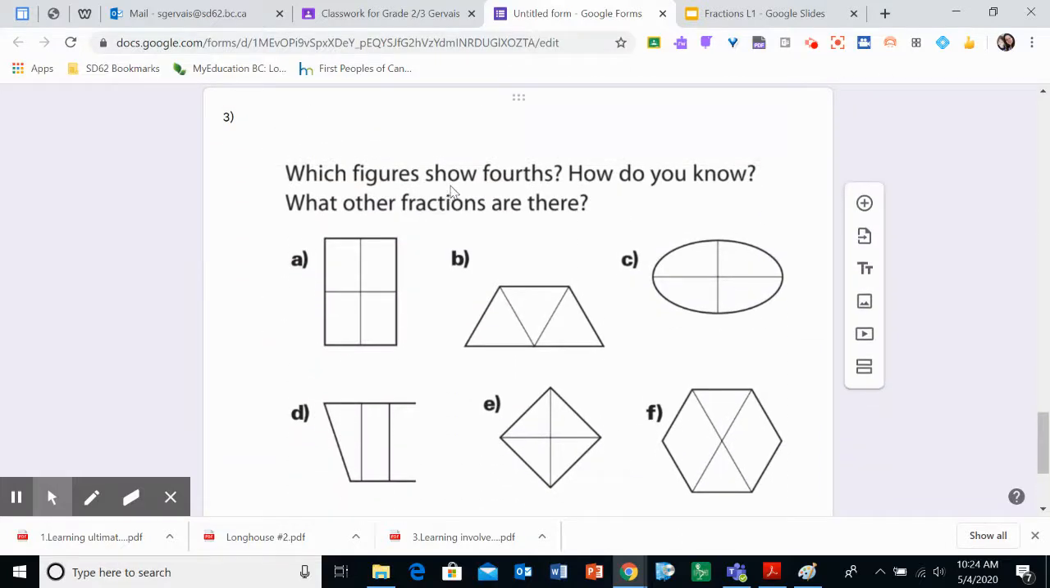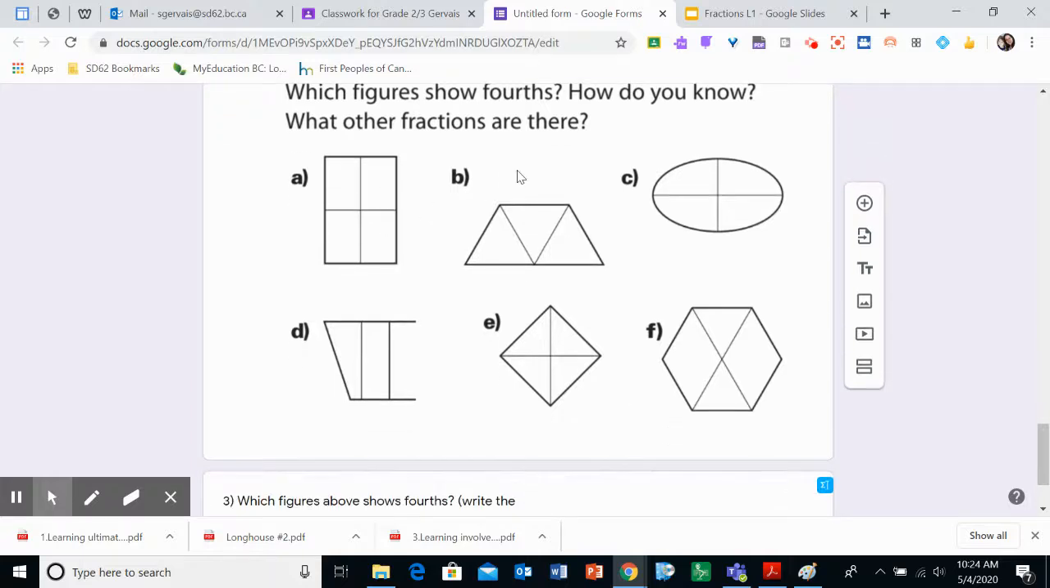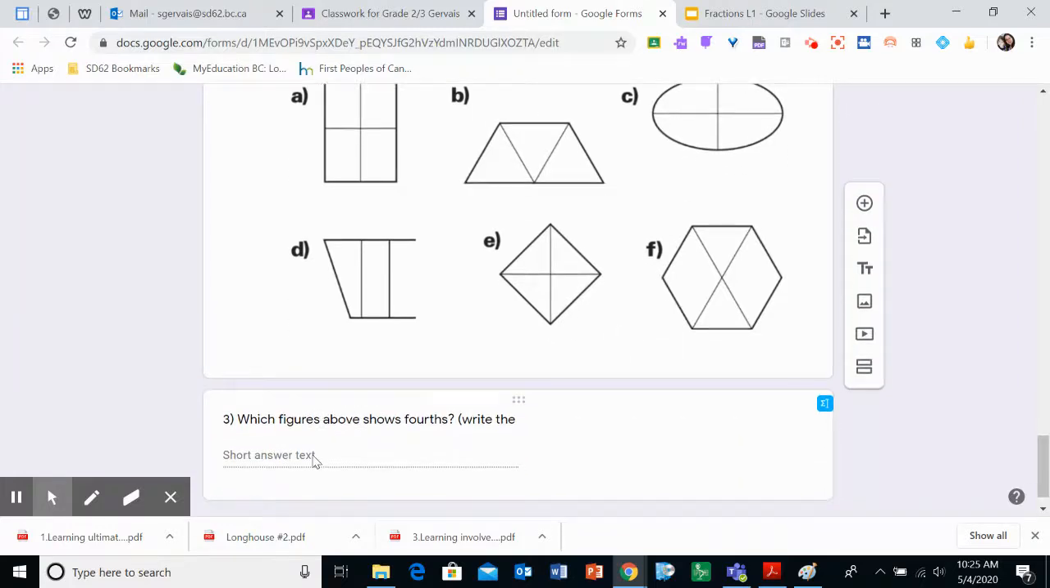Which figure shows fourths? How do you know? What other fractions are there? So there's more than one. You want to count and see which ones have 4 equal parts. 1, 2, 3, 4. Maybe this is one of them. You go through each one and then you write the letters that are 4 equal parts here.